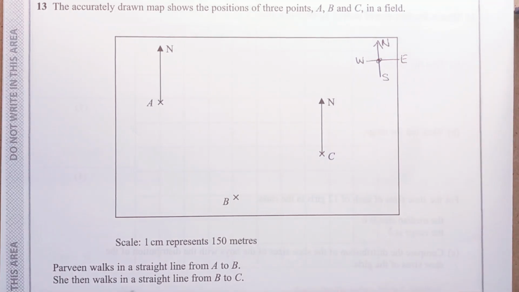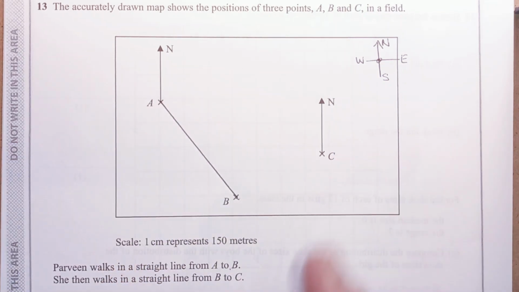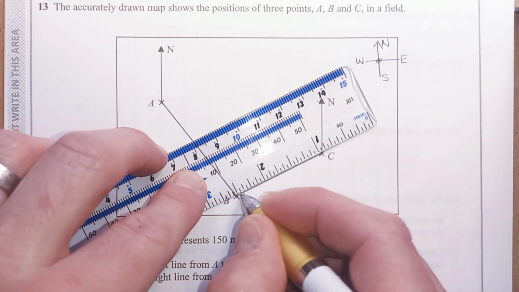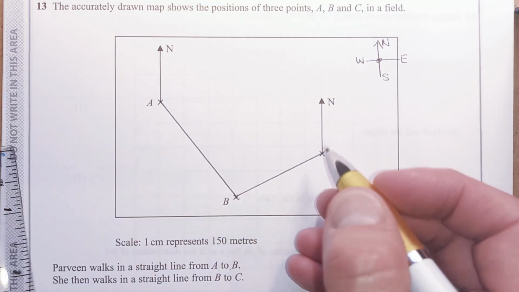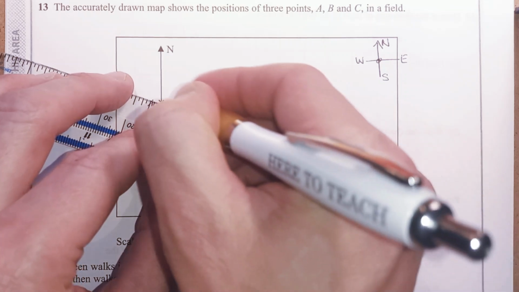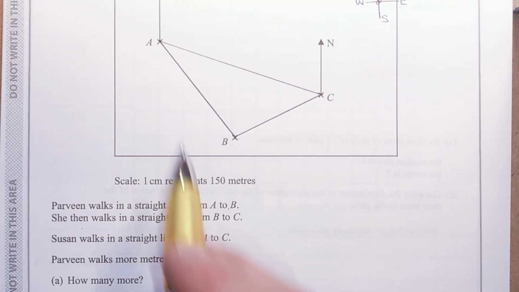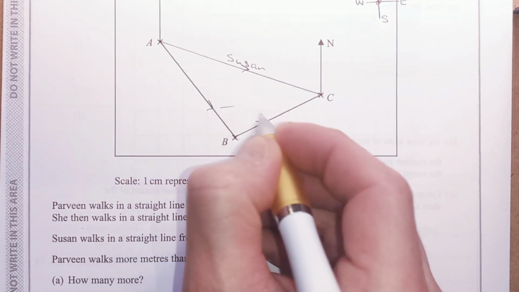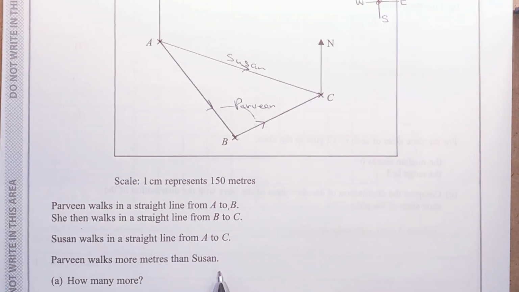Parveen walks in a straight line from A to B. So let's draw a straight line. She then walks in a straight line from B to C. B to C. So that's Parveen. Susan walks in a straight line from A to C. Oh, we can't see that bit, so let's bring it up. Susan walks a straight line from A to C. So this is Susan, and these two are Parveen. Parveen walks more metres than Susan.